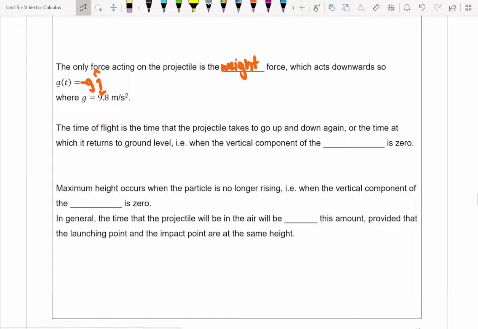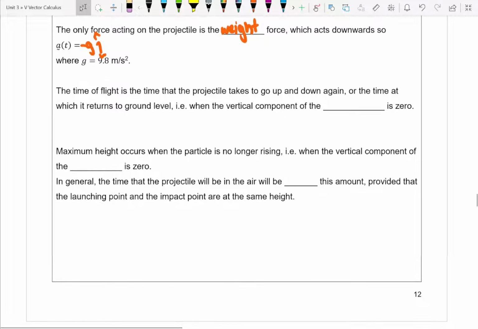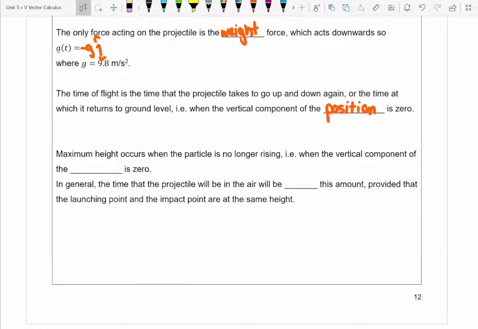The time of flight is the time the projectile takes to go up and down again, or the time at which it returns to ground level. So that's when the vertical component of the position is equal to 0. Maximum height occurs when the particle is no longer rising, i.e. when the vertical component of the velocity is equal to 0.